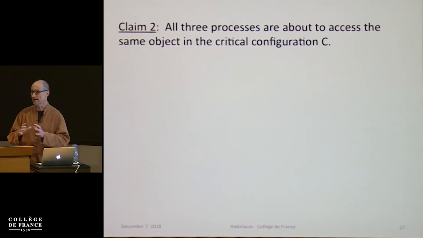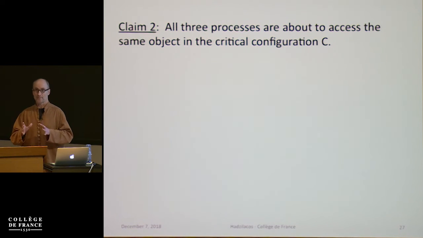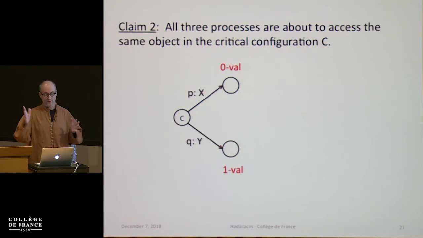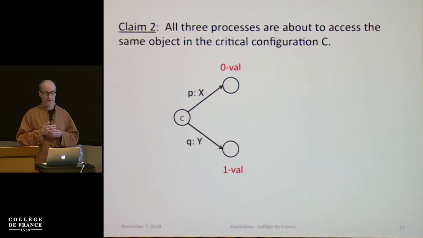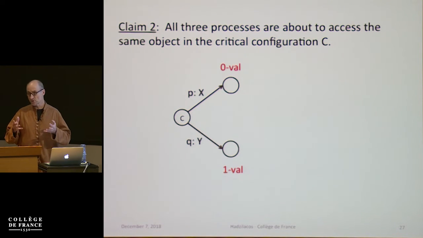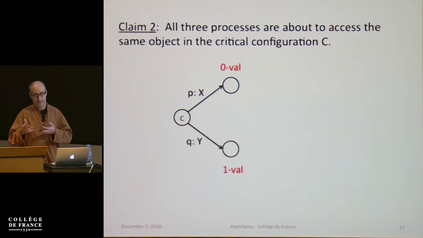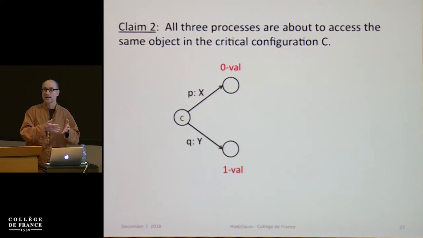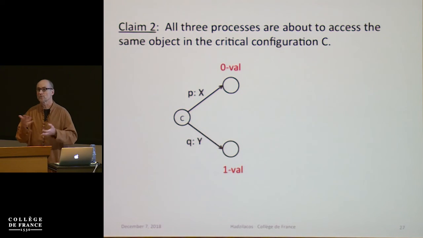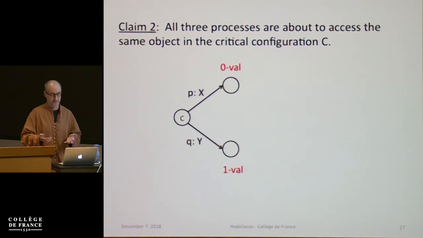Claim 2 is that in this critical configuration, the steps that the three processes are about to take access the same object. Well, we know that there is some process whose step leads to a zero-valent configuration, let's say process P, and some process whose step leads to a one-valent configuration, let's call it Q. If these two processes in those steps access different objects, let's say X and Y, different from each other, then it's easy to see that what P does with object X has nothing to do with what Q does with object Y. So the order in which these two steps are executed is totally irrelevant.